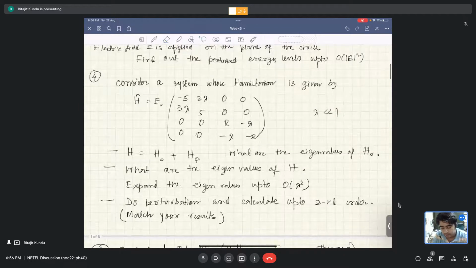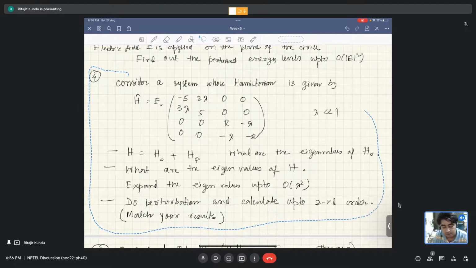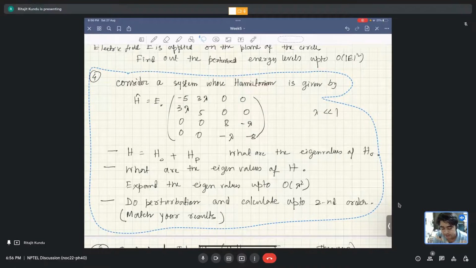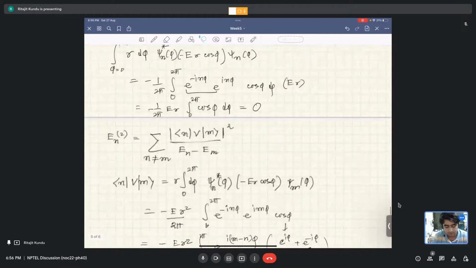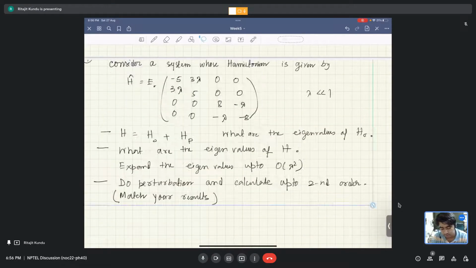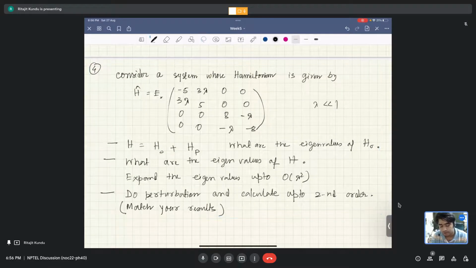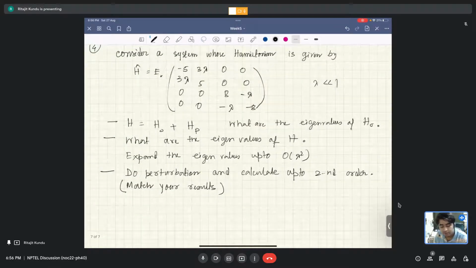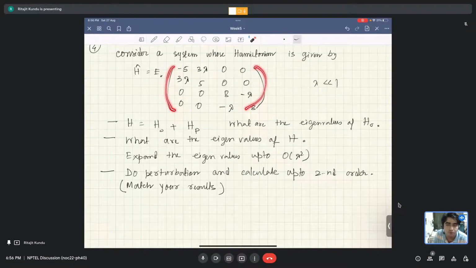Now we'll be doing a perturbation calculation using matrices. You are given a system which can be represented by a 4x4 matrix. You can think of this like we have a 4-level system, and a 4-level system can be represented by a 4x4 matrix.